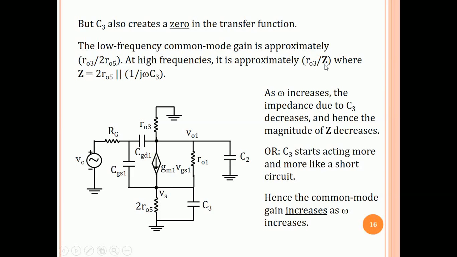Basically, we want to keep the common mode gain as small as possible so that the CMRR is large and so that common mode signals are rejected at the output of the differential amplifier. But as frequency increases, the common mode gain actually increases, and that degrades the overall performance of the differential amplifier.